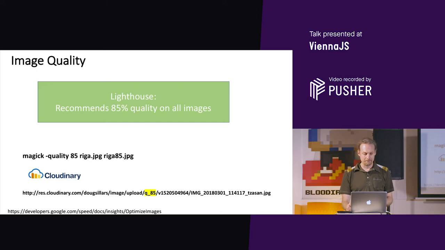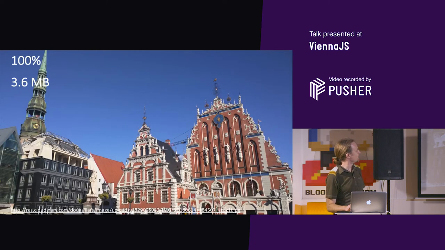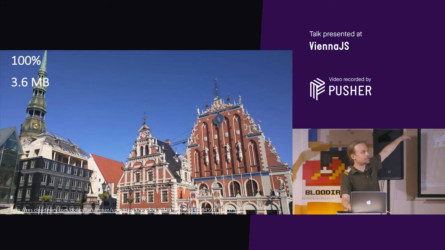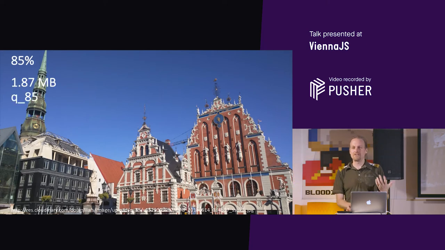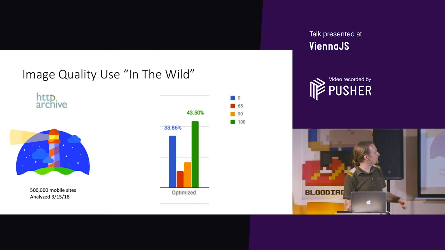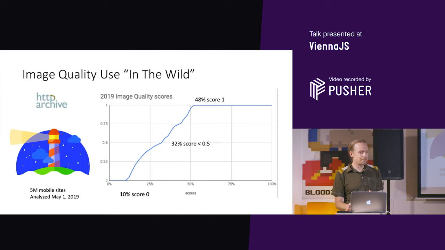and it returns the quality 85 image for you automatically. You can't tell from this projector, but that's the 100% image. That's the 85% image. What you can see is it goes from 3.6 to 1.87 megabytes. It's half the size, but it still looks awesome. A year ago in the HTTP Archive, a third of the internet was failing this and 43% were passing. This year, we're at about the same, 48% pass and 32% fail. They changed the scoring a bit, but still a third of the internet is failing this.